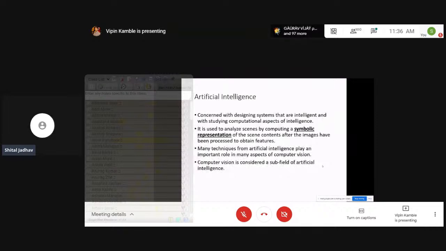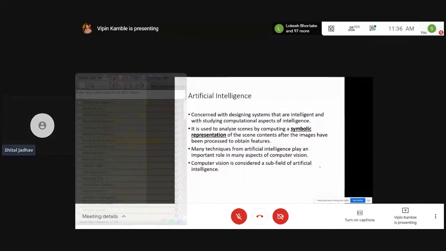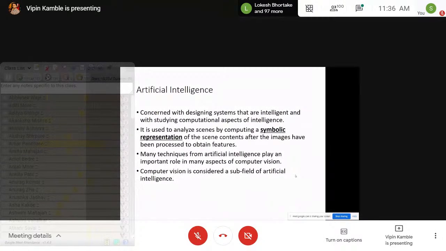So from computer vision, you have your artificial intelligence because once you give vision to a computer, it should be intelligent enough to recognize or take decisions on its own. So it is concerned with designing systems that are intelligent and also studying computational aspects of intelligence. It is used to analyze scenes by computing a symbolic representation of the scene.